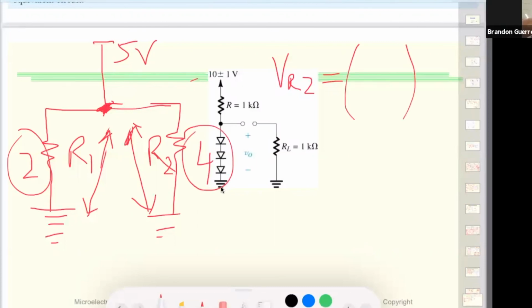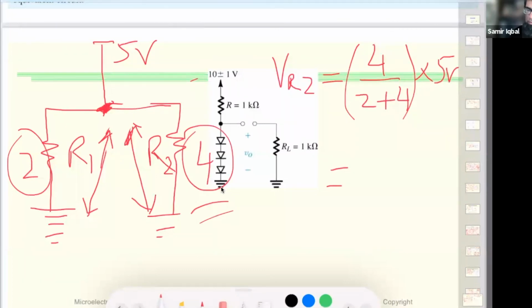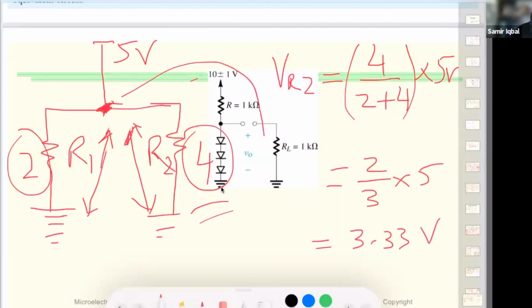Across R2, it would be 4 over 2 plus 4 times 5 volts, which is going to be split between those two, right? So again, 2 by 3 times 5. Let's do this. It would be 3.33 volts across these 2 points, right?